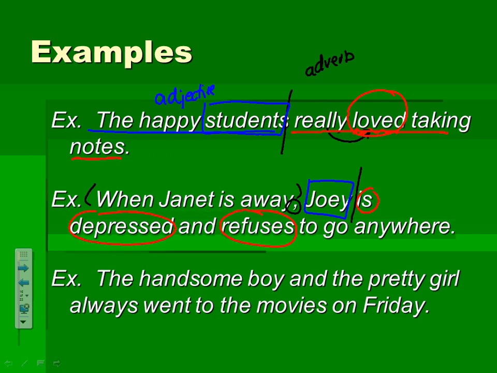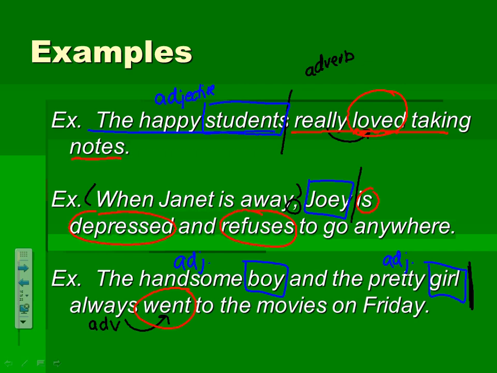Last one. The handsome boy and the pretty girl always went to the movies on Friday. First, I'm going to divide this into my complete subject and complete predicate. I'm going to put my line after girl because always is an adverb and it's describing when or how they went to the movies. So my line goes before always. What are they doing? They went to the movies. And then ask yourself, who went? Well, the boy went and the girl went. Notice I did not put a box around pretty. I did not put a box around handsome because both of those are adjectives.